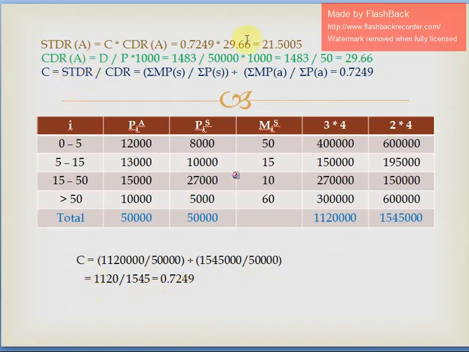So we know CDR A, we know C. So we can calculate the value of the standardized death rate for A. That is C multiplied by CDR A. The value of C is 0.77249 multiplied by the value of CDR, 29.66. If you multiply this, it comes out to be 21.5005. So this is one way of getting the standardized death rate by using the indirect method of standardization.